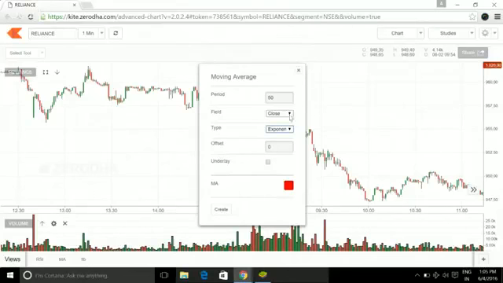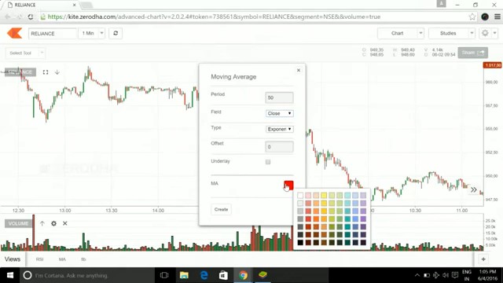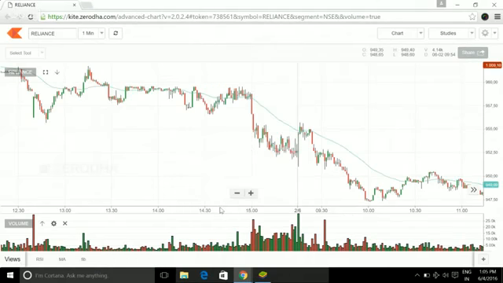Also, a very interesting thing, I mean, it's part of the standard of most charting platforms, you can apply the moving average on any of these inputs. By default, it's usually applied on the close of the candle. But if you want to apply it on the open, high, low or volume, you can actually apply it on any of these. So I'll apply it on the close of the candle, make it green, and there you go.